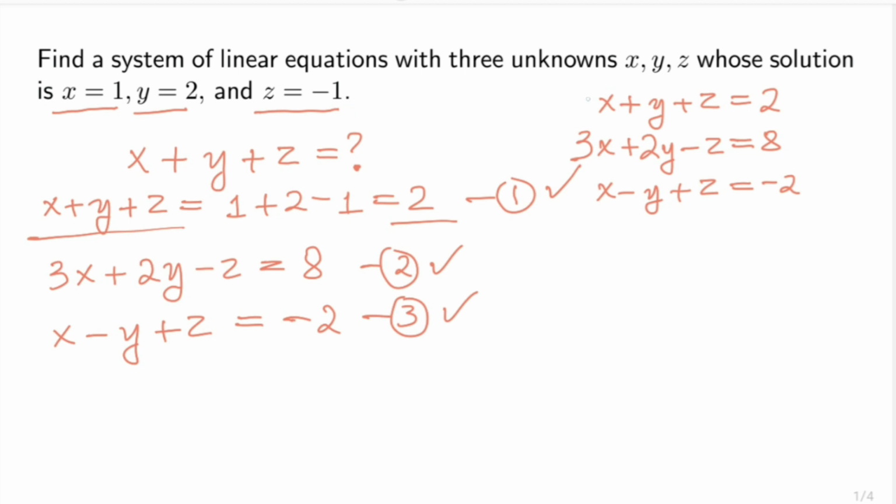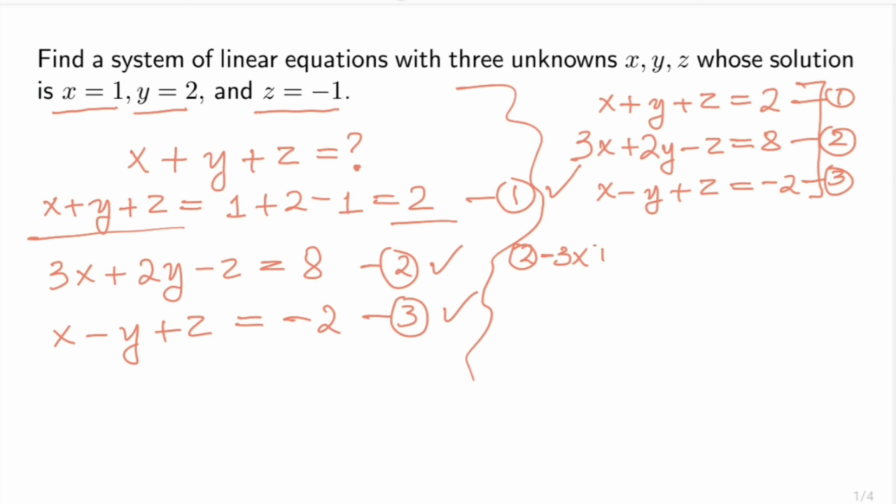Assuming we wanted to solve the system of equations simultaneously, what could we do? Let's say we want to use elimination. So we could subtract 3 times equation 1. Let's call this equation 1. We call this equation 2. We call this equation 3. So we subtract 3 times equation 1 from equation 2. So let me just draw a line here. We have equation 2 minus 3 times equation 1.